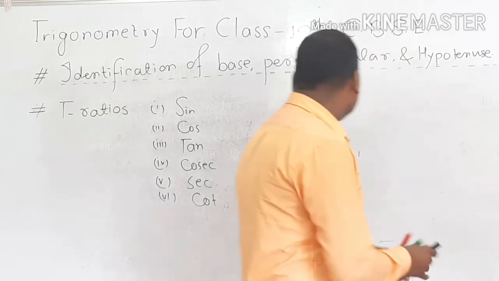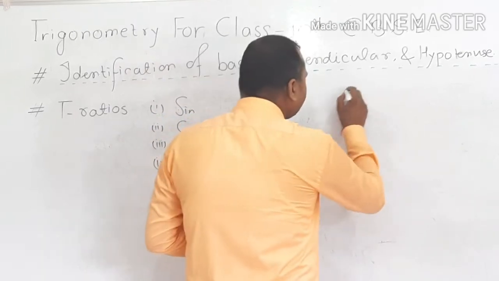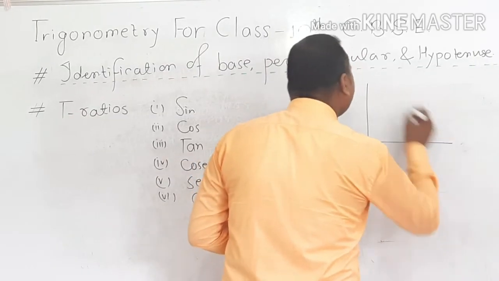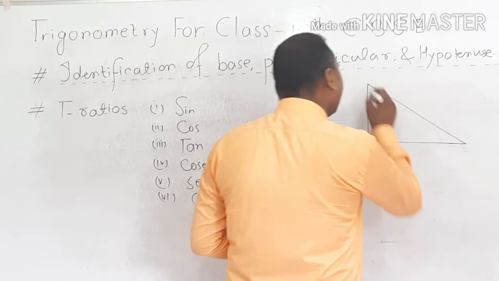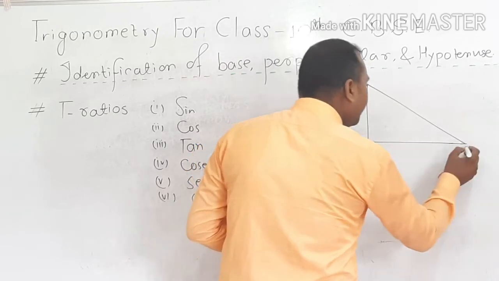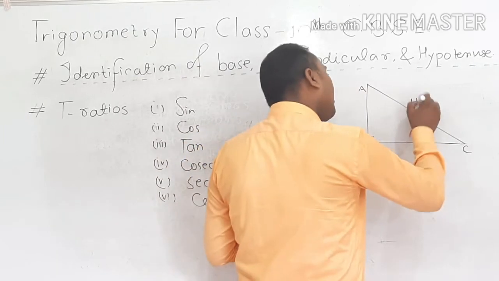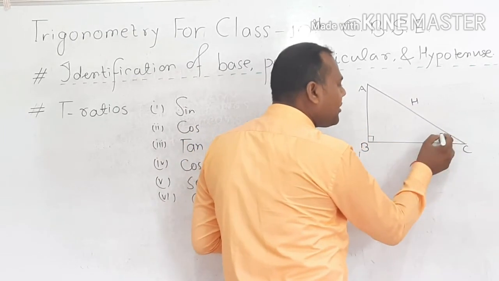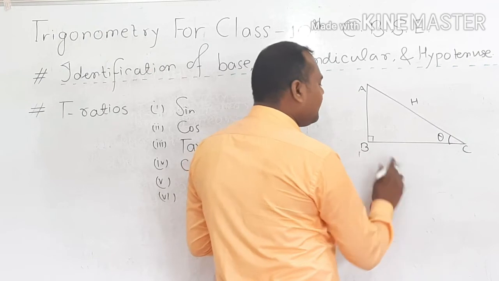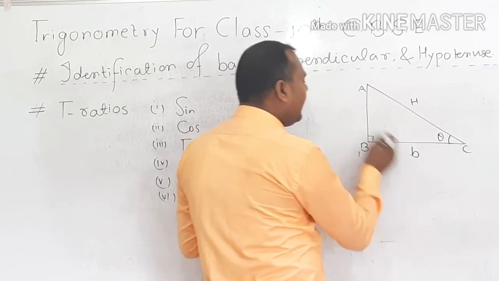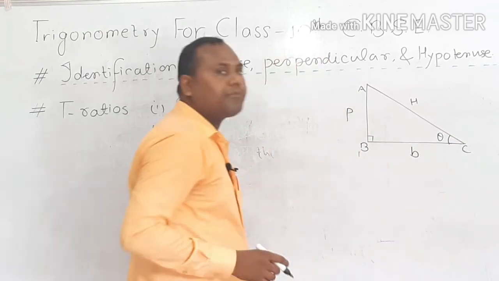Now let us talk. First of all, we take a right angle triangle A, B and C, and here is 90 degrees. That's why this is called the hypotenuse. If we put theta here, then this is B and this will be P.